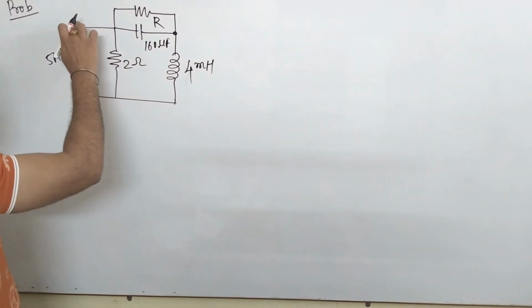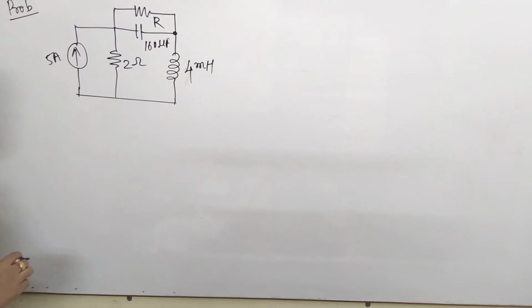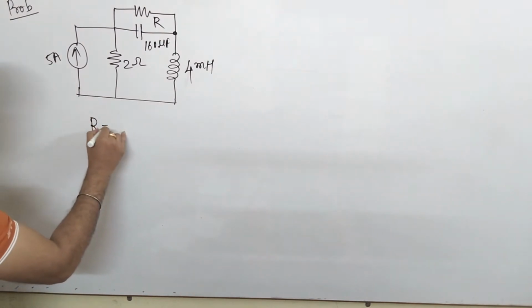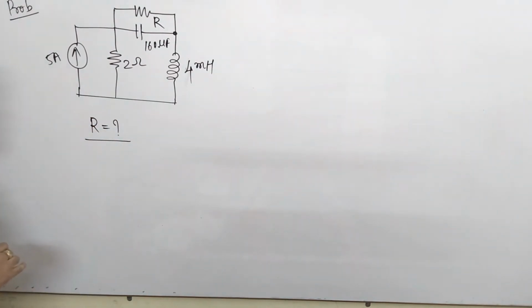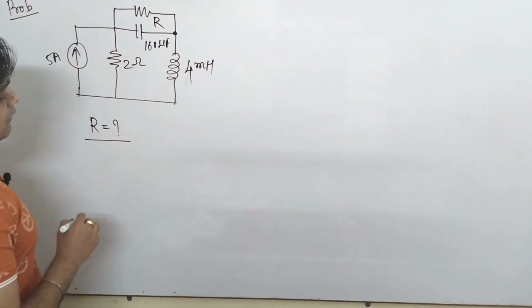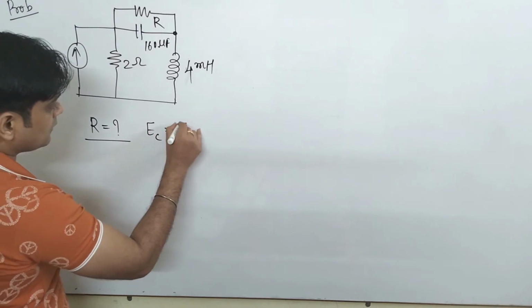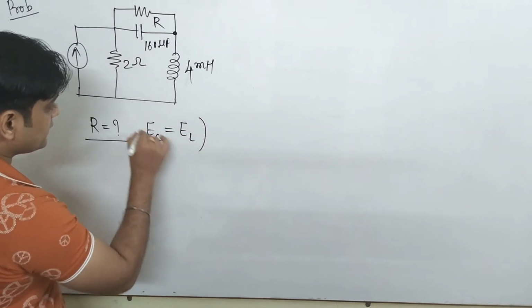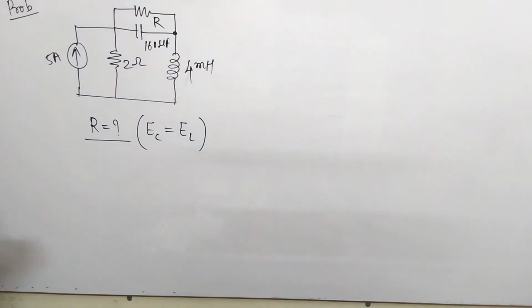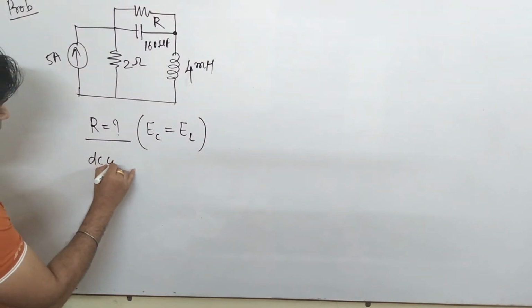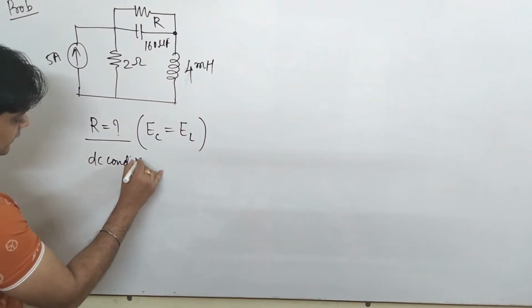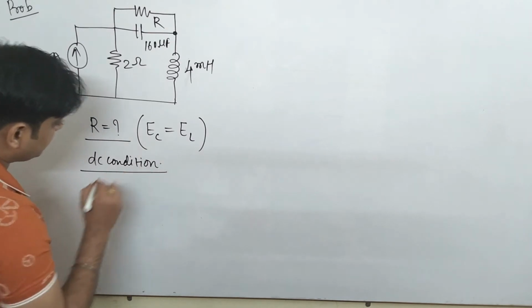So now friend, this is your next problem. In this problem you have to find the value of R under a condition when the energy across the capacitor will become equal to the energy across the inductor under DC condition. Under DC condition. Now how can you find that value?